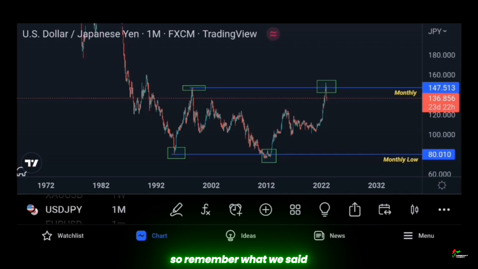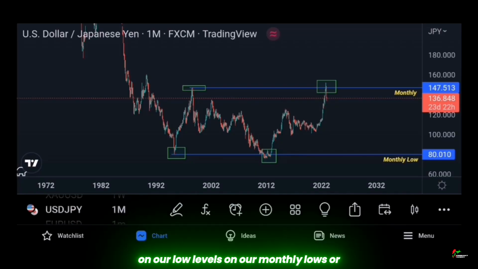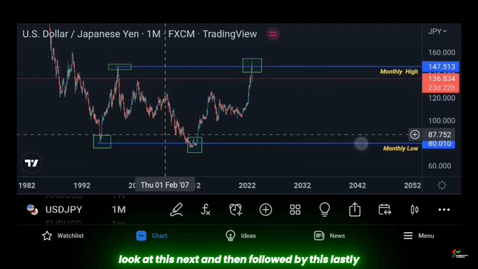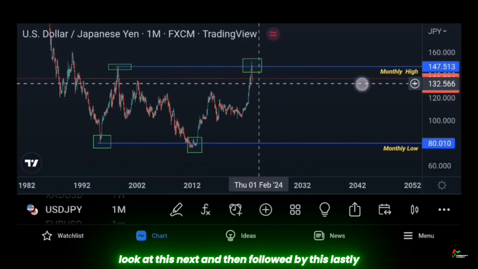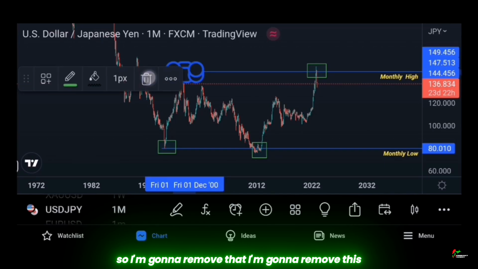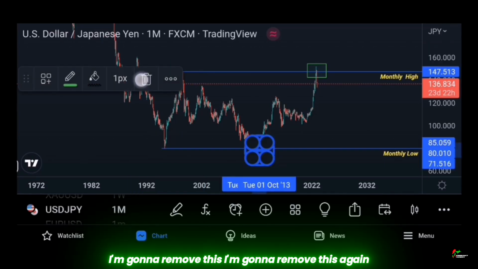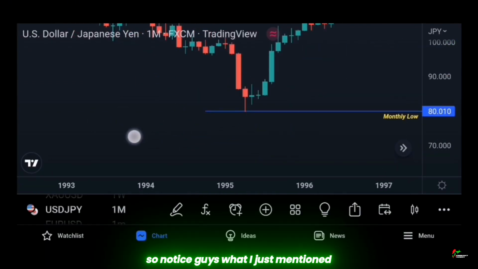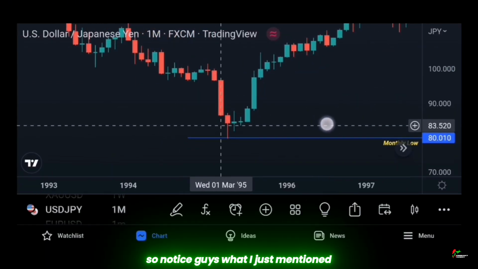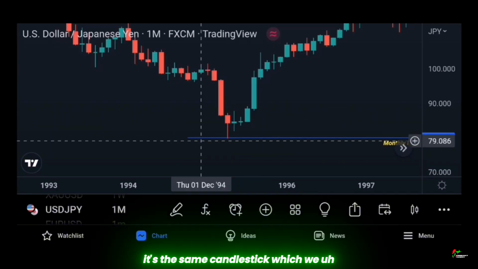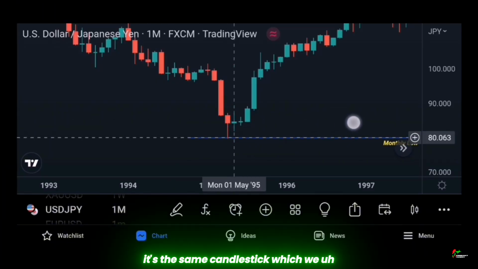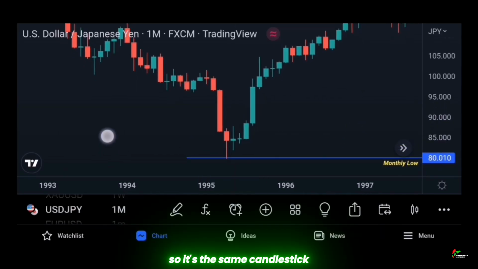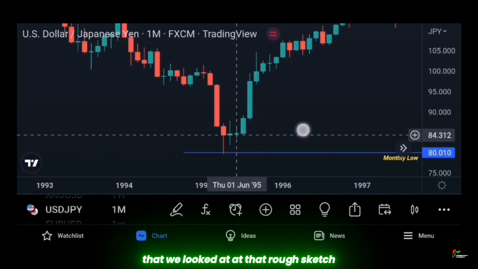Remember what we said on our low levels, on our monthly lows. We're going to start from here, look at this next, followed by this candle lastly. I'm going to remove these again, and I'll start from here. Notice, guys, what I just mentioned. You see this candlestick? It's the same candlestick that we looked at on that rough sketch.